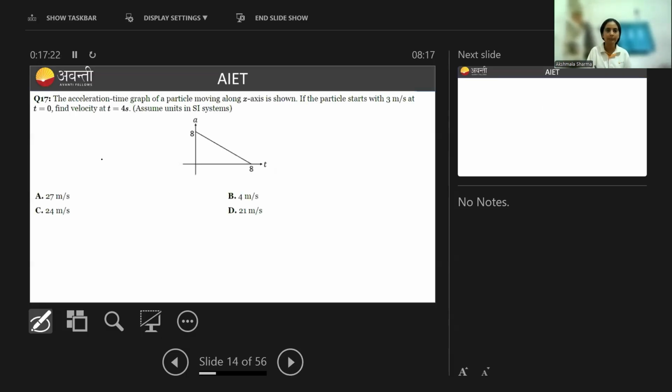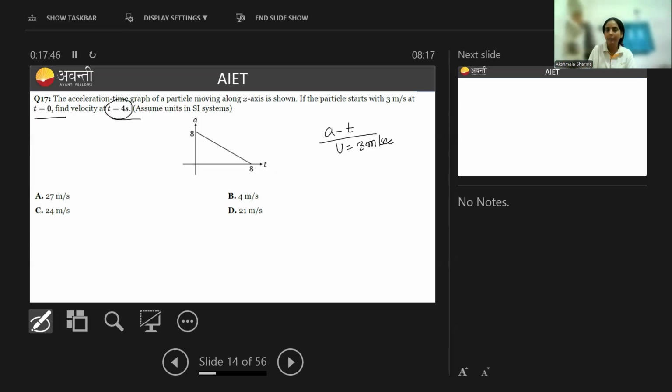Now let's move on to the next. The acceleration time graph of a particle moving along x-axis is shown. If the particle starts with 3 meter per second at t equal to 0, find velocity at t equal to 4. So this is acceleration time curve. Initial speed is given 3 meter per second. So we have to calculate velocity at t equal to 4 seconds.